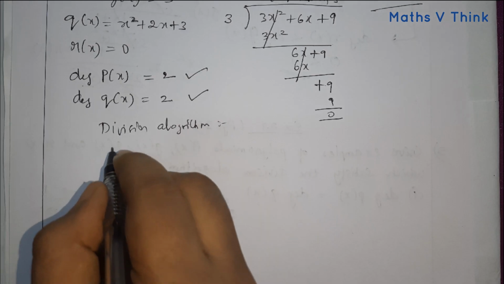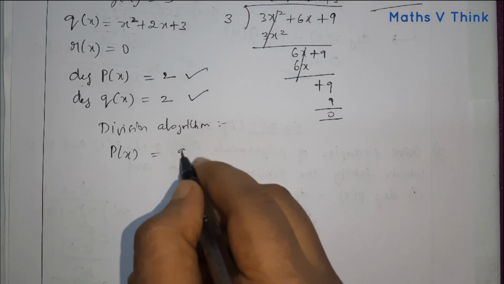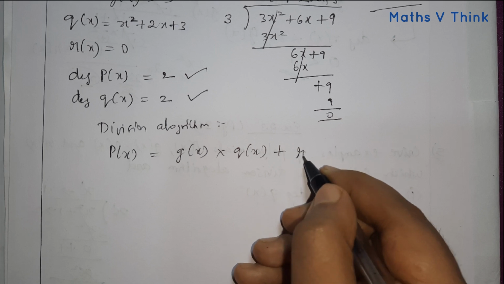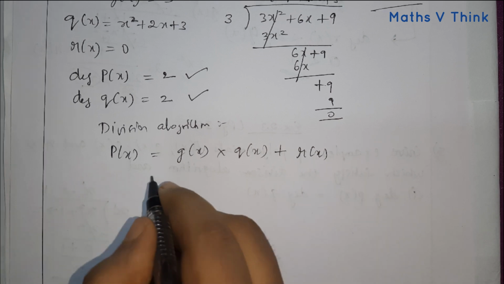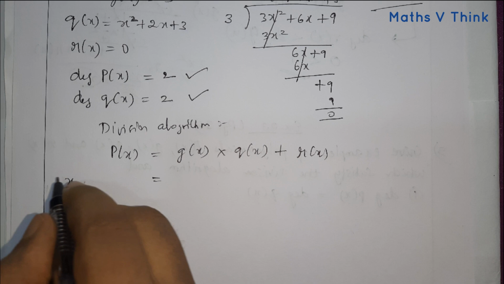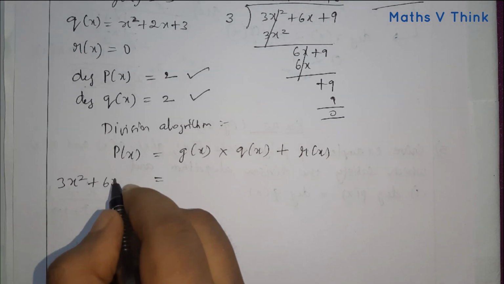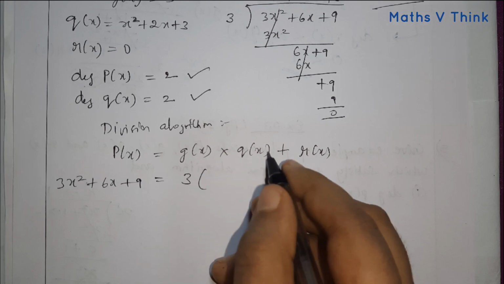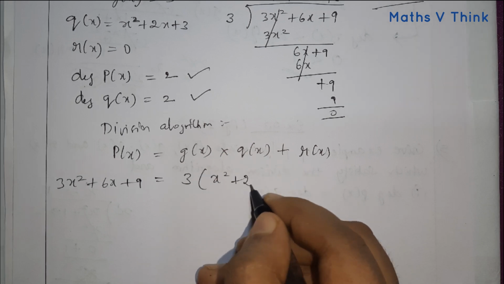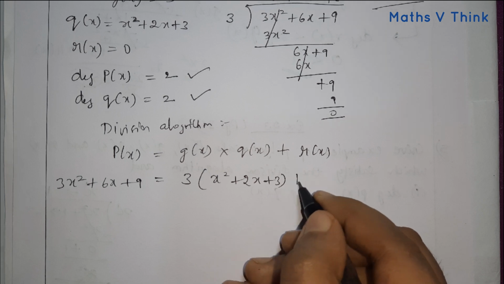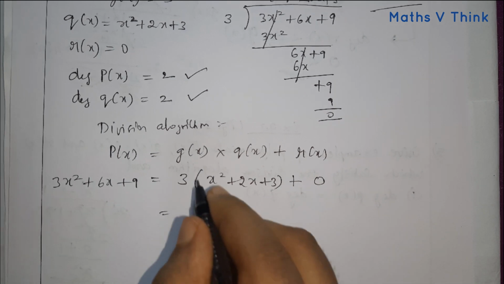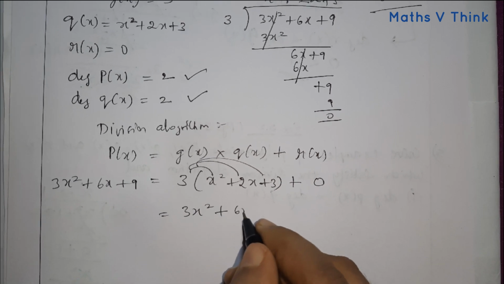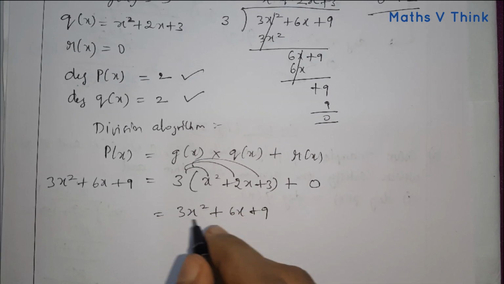Division algorithm is nothing but p of x is equal to g of x into q of x plus r of x. In our case, p of x is 3x square plus 6x plus 9. g of x is 3. And q of x is x square plus 2x plus 3. And r of x is 0. So opening this, you are getting 3x square plus 6x plus 9 plus 0, the same term.